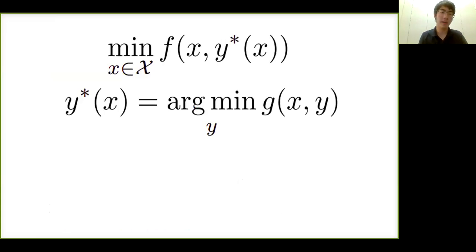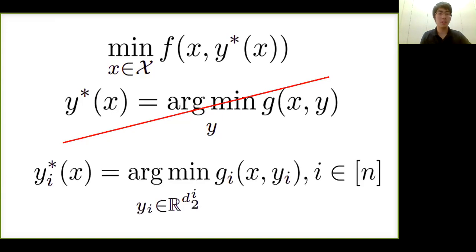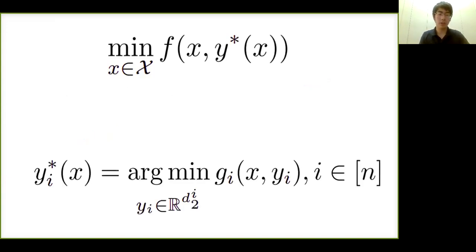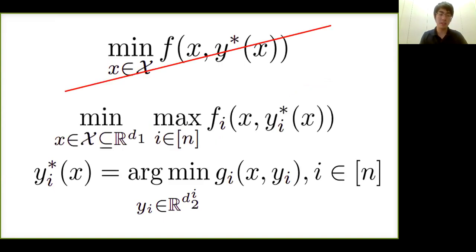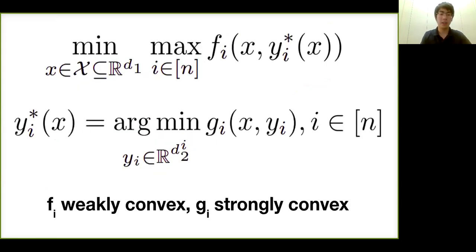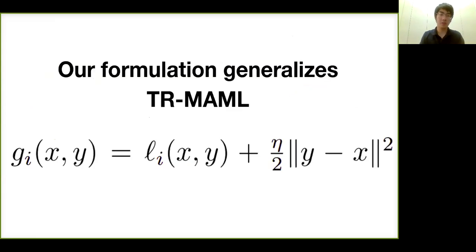We'll first do this by considering multiple loss functions instead of just one, each one representing one task. Next, we'll do the same thing with the overall loss f, where instead of just minimizing one overall loss, we want to minimize the worst case loss over the different tasks. In total, we will have n tasks, and again, we consider the same setting. Our formulation also generalizes task-robust MAML for this loss.